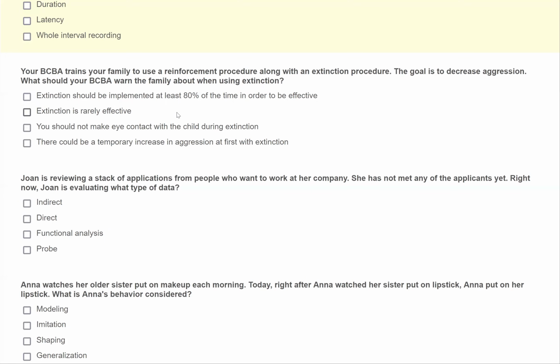That leaves us with D. There could be a temporary increase in aggression at first with extinction. And that's what we just talked about. When we're placing something on extinction, we can expect an extinction burst, which is a temporary increase. And that's what could happen here. Once we put aggression on extinction, we can expect a temporary increase at first. Answer here is D.